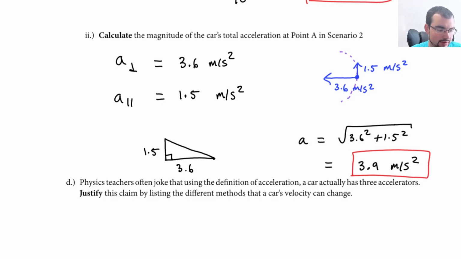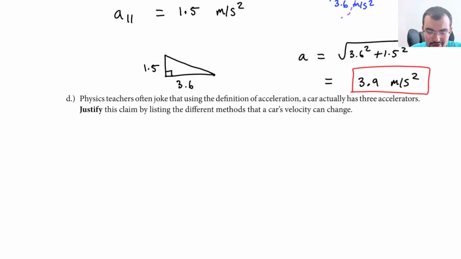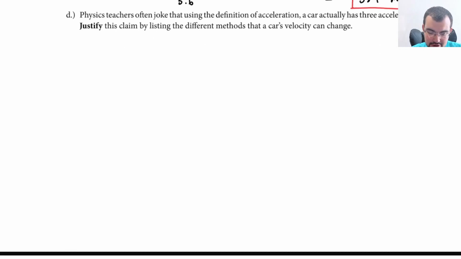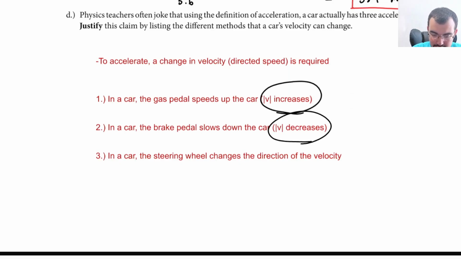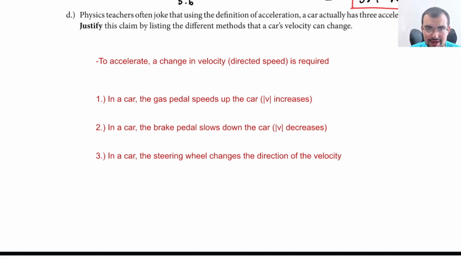And now to end with this little car question, physics teachers often joke that if you use the definition of acceleration, you can actually say your car has 3 accelerators. Justify this claim. Well, acceleration is rate of velocity change, which is speed plus direction. So anything that changes the speed or direction of your car counts. So of course, we have the gas pedal, which speeds you up. We have the brake pedal, which slows you down. And we have the steering wheel, which changes your direction. So we could increase the magnitude of v, we could decrease the magnitude of v, or we could change the direction of v. So that is why we joke that there are many accelerators in your car.